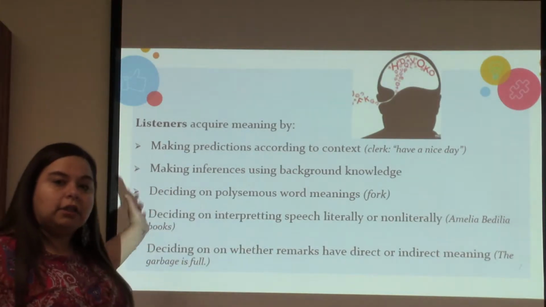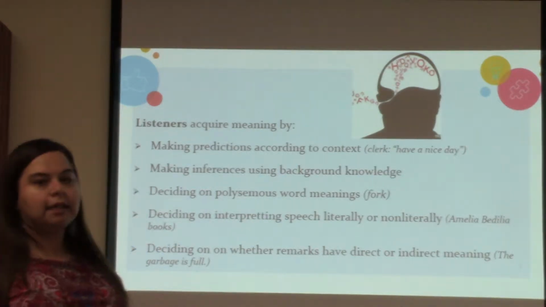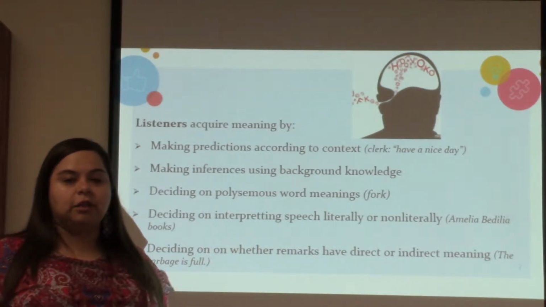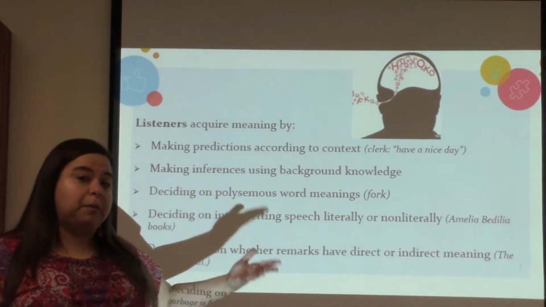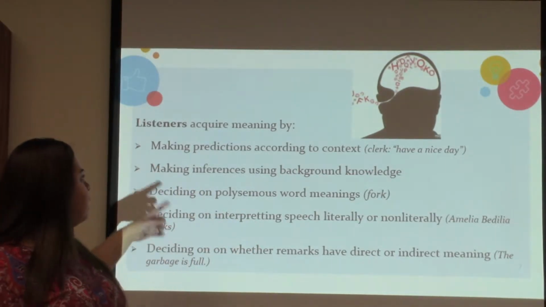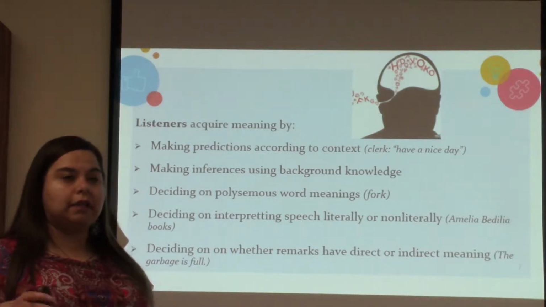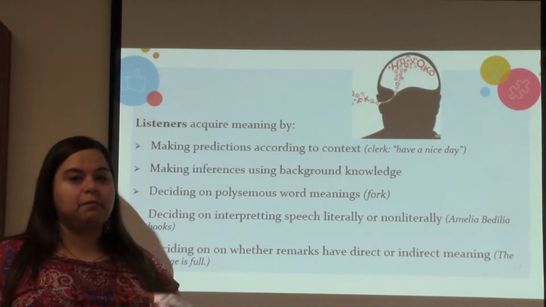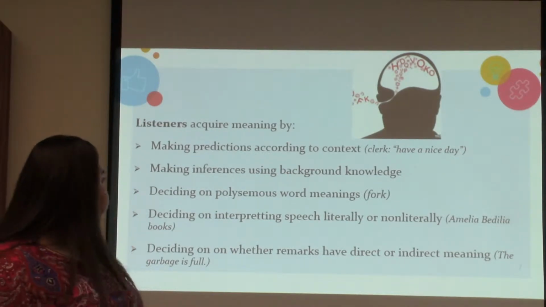What the listeners have to do in conversation is make predictions according to the context. For example, if I'm talking to the clerk, I can assume that she's going to wish me a nice day. They also reference teenagers coming home late and predicting what their parents might say. They might not listen as much because they're basing it on those predictions. Listeners also make different inferences based on background knowledge. However, this can be difficult because if you don't have the same background knowledge as somebody, you might not draw the same inferences.